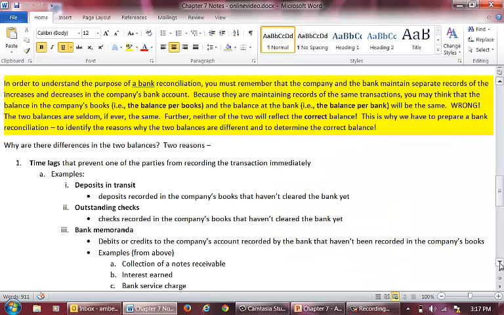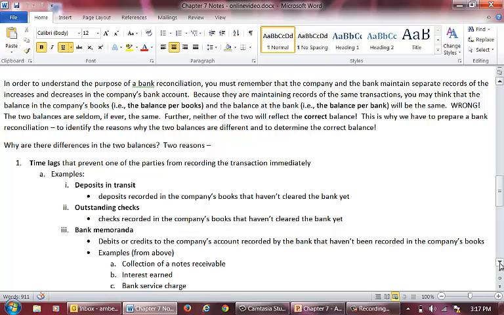Because the bank and the company are keeping track of the same transactions, you may think that the balances will be the same. However, the balances are rarely, if ever, the same, and surprisingly, neither balance will reflect the correct balance of cash. There are two things that cause differences in the two balances.